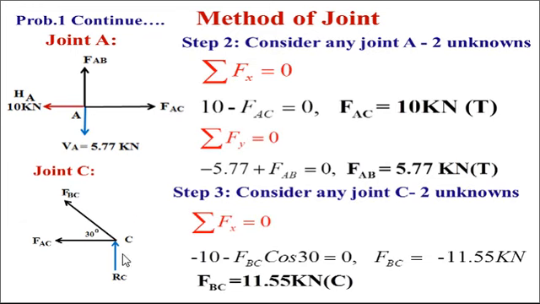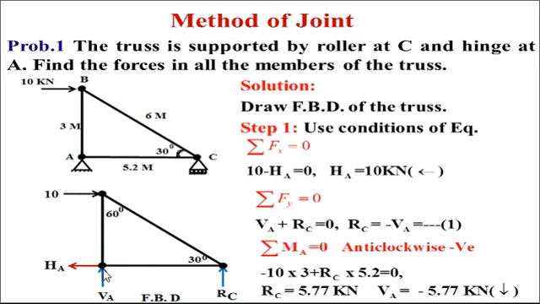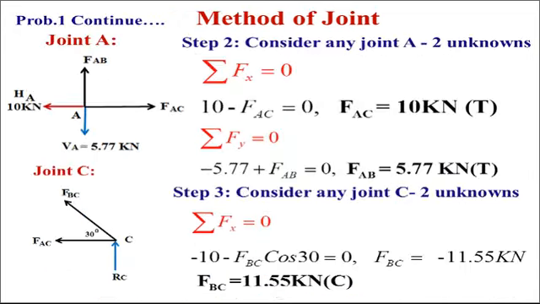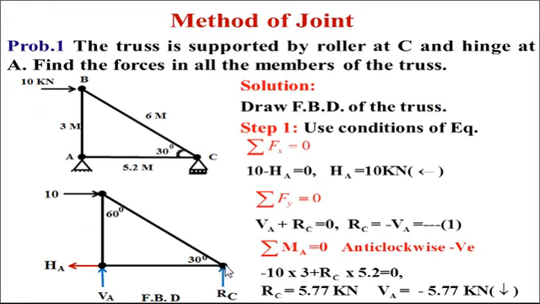Take now joint C. So after taking joint A, I got the forces in these two members. Okay, you can see the truss. By taking joint A, I have got force in this member, force in this member. Now only one member is left, that is this one. So you can select next joint. So take joint C. Joint C means what? This corner joint.